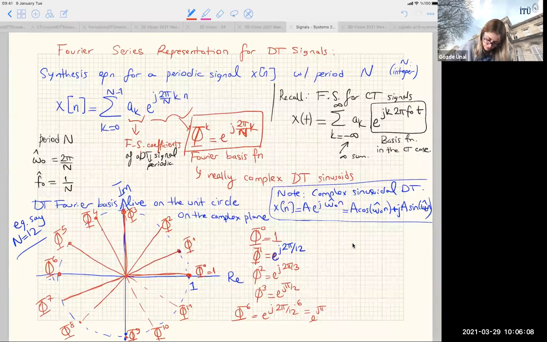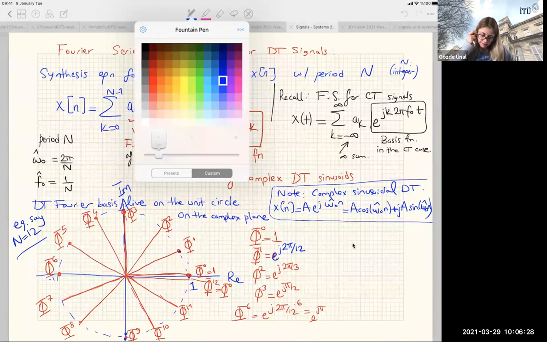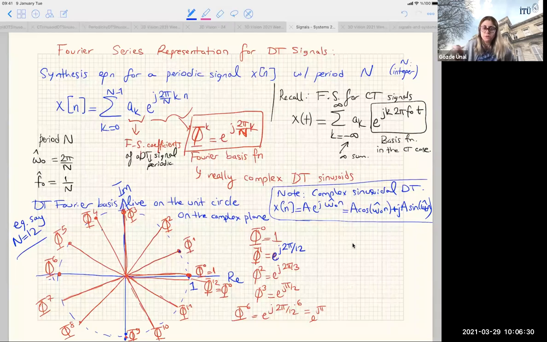These should also be solid lines. And actually phi 12 will be really equal to phi 0. It has come back to the same location. Okay, this is important.